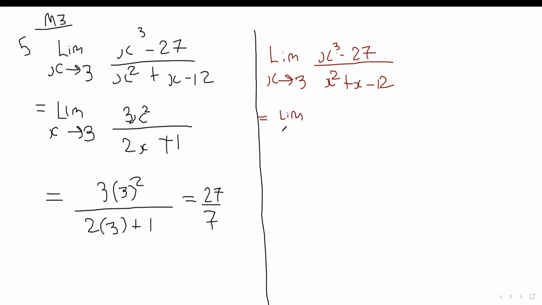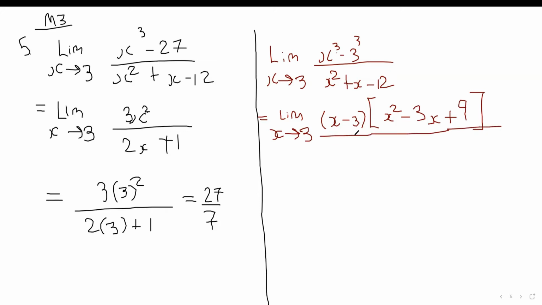the limit as x approaches 3 of, we factorize the numerator, this would become x minus 3 times, now you're going to wonder, how am I going to factorize this so easily? Well, x cubed minus 27 is x cubed minus 3 cubed. Then we can apply this formula that it is x minus 3 times x squared plus 3x plus 9. If you don't believe me, you can do a polynomial division. Divide this by x minus 3.